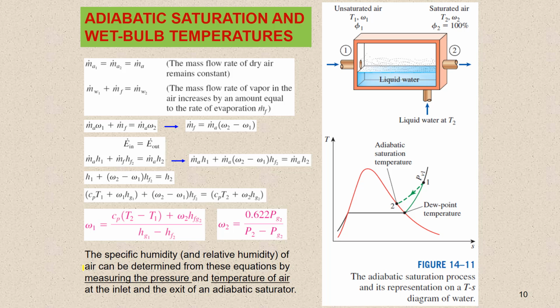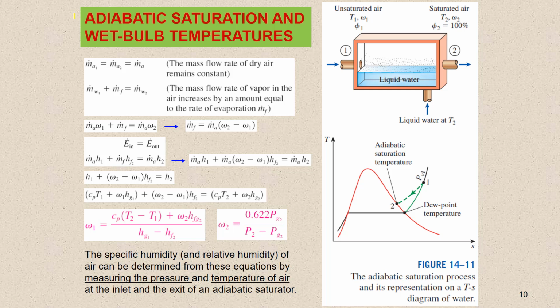Now let's look at adiabatic saturation and wet bulb temperatures. Relative humidity and specific humidity are frequently used in engineering and atmospheric sciences, and it is desirable to relate them to easily measurable quantities such as temperature and pressure. One way of determining the relative humidity is to determine the dew point temperature of air. Knowing the dew point temperature, we can determine the vapor pressure P sub V and thus the relative humidity. This approach is simple but not very practical.